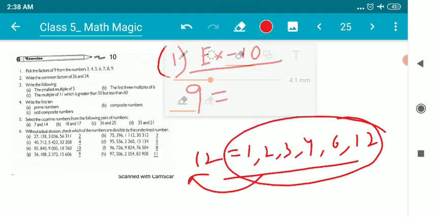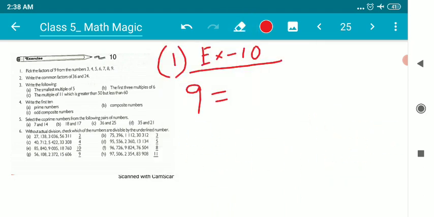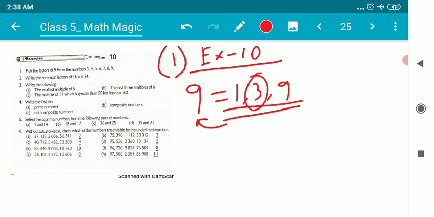So when we are talking about the factors of 9, the factors of 9 are, children, 1, of course, we know that 1 can divide any number, then 3, then 9 itself. These numbers are the factors of 9. So the question was to pick the factors of 9 from the numbers 3, 4, 5, 6, 7, 8, 9. Of course the factors from the list are 3 and 9. So that way we can write our answer.